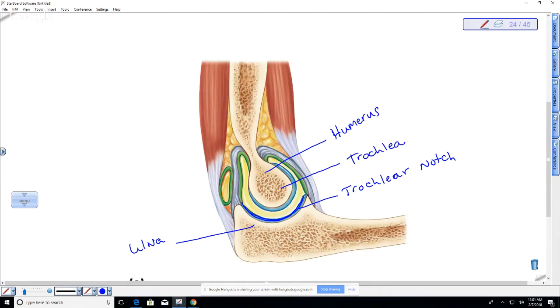What muscle do you think this is on the front side of the forearm? Biceps. We say brachii because there's actually a biceps femoris in the lower leg. This would be my triceps.